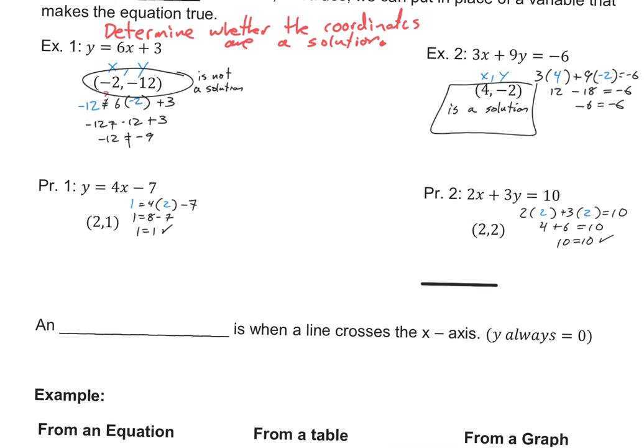All right, hopefully you saw that when you plugged in 2 for x and 1 for y, this equation ended up being true. And so we can say, yes, 2, 1, that is a solution to this equation. Over here, when I plugged in 2, 2, pretty easy since they're the same, I got 10 equals 10, so that is a solution. 2, 2 is a solution to this equation.